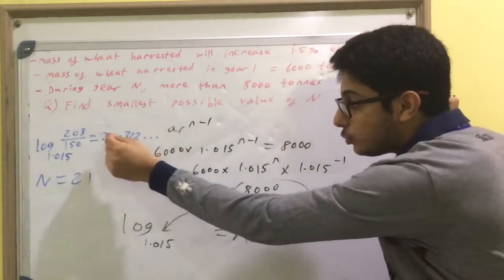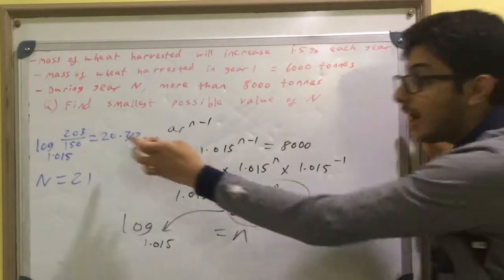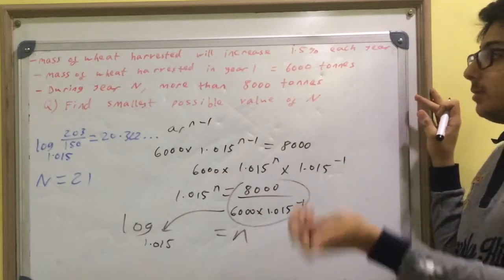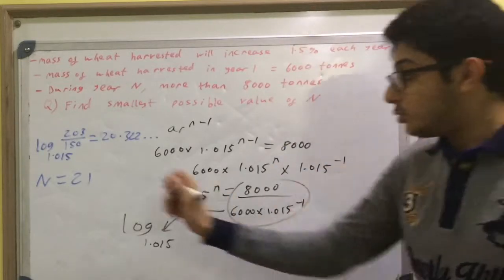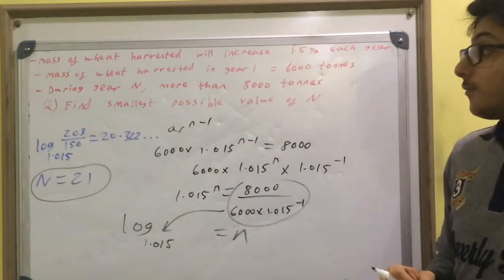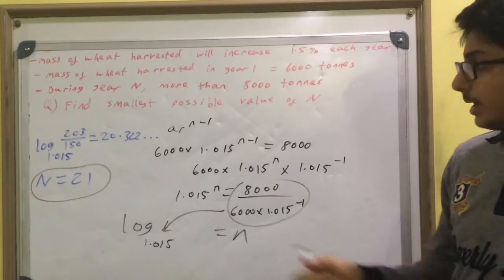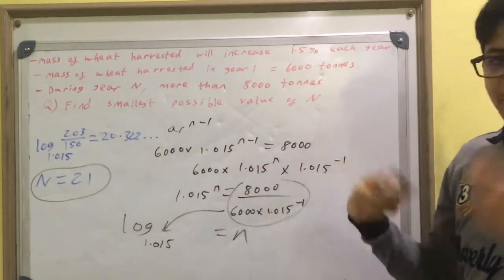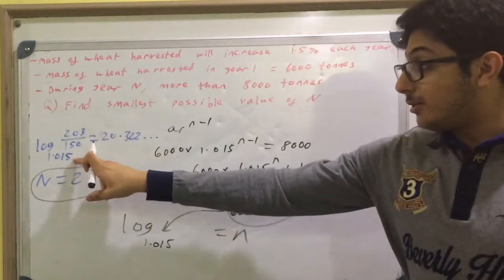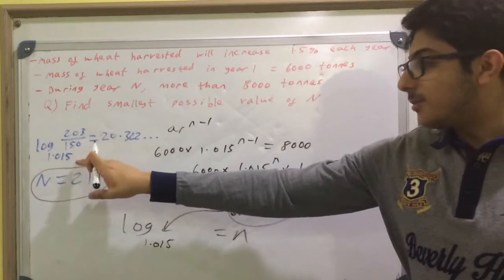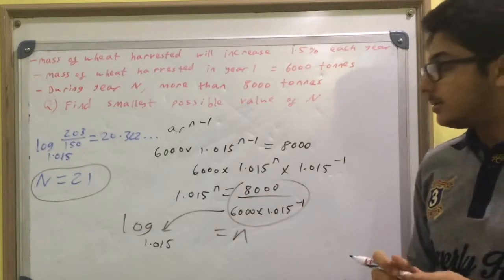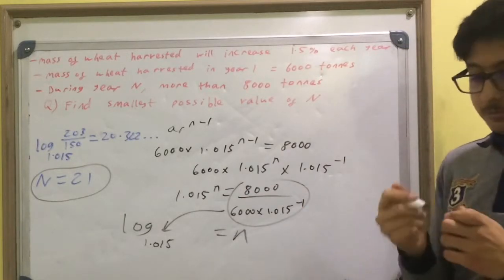We want the smallest possible value of n that gives you more than 8,000 tons. If we use 20, it would give you less than 8,000 tons, so you have to use the next possible number, which is 21, which is going to give you more than 8,000 tons. That was 5 marks. Again, if you don't use logarithms, you can find a different way. I don't care, as long as you get the answer. And if your calculator does not change bases, like mine does, then you're going to have to change the base yourself.